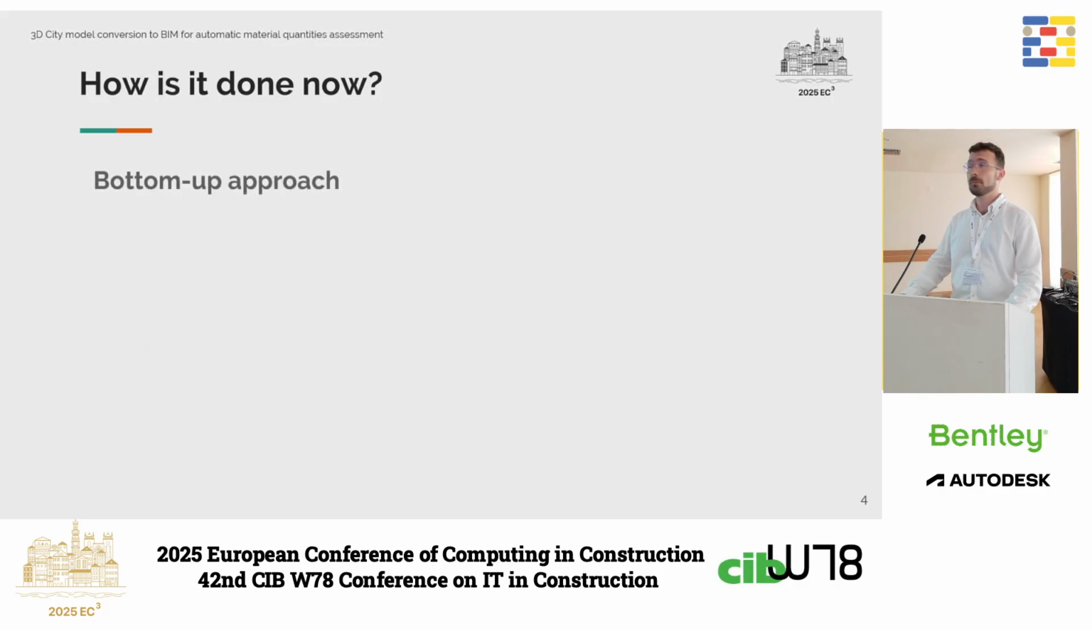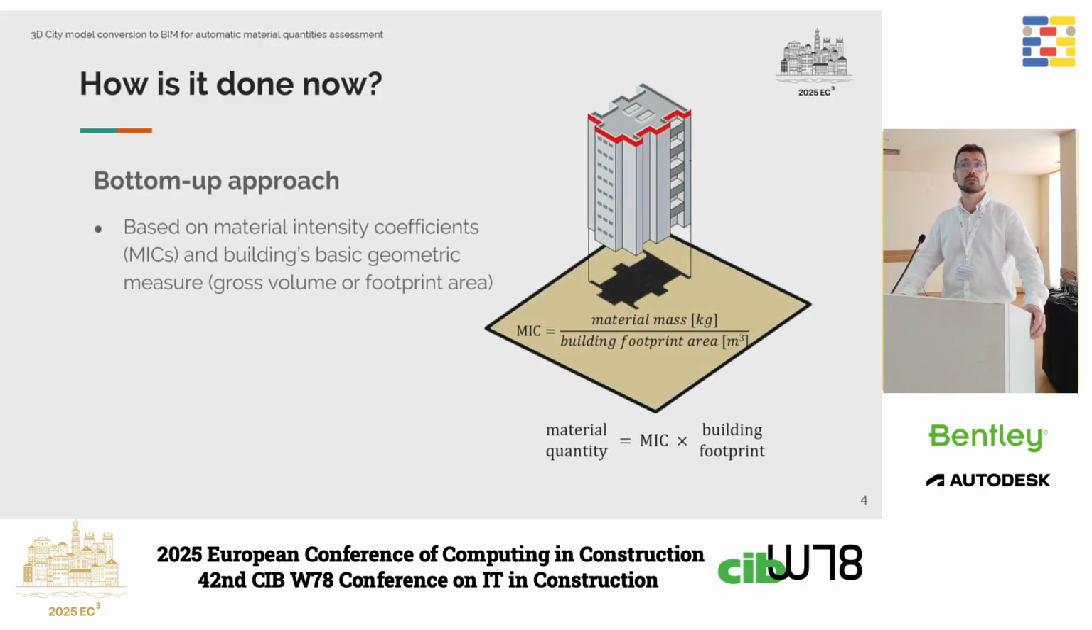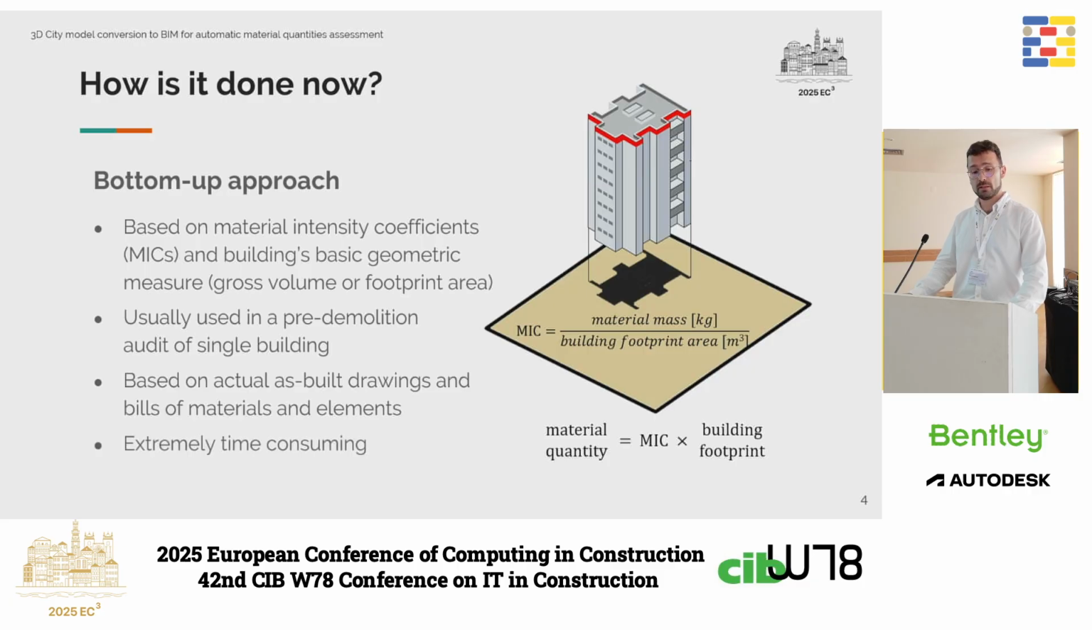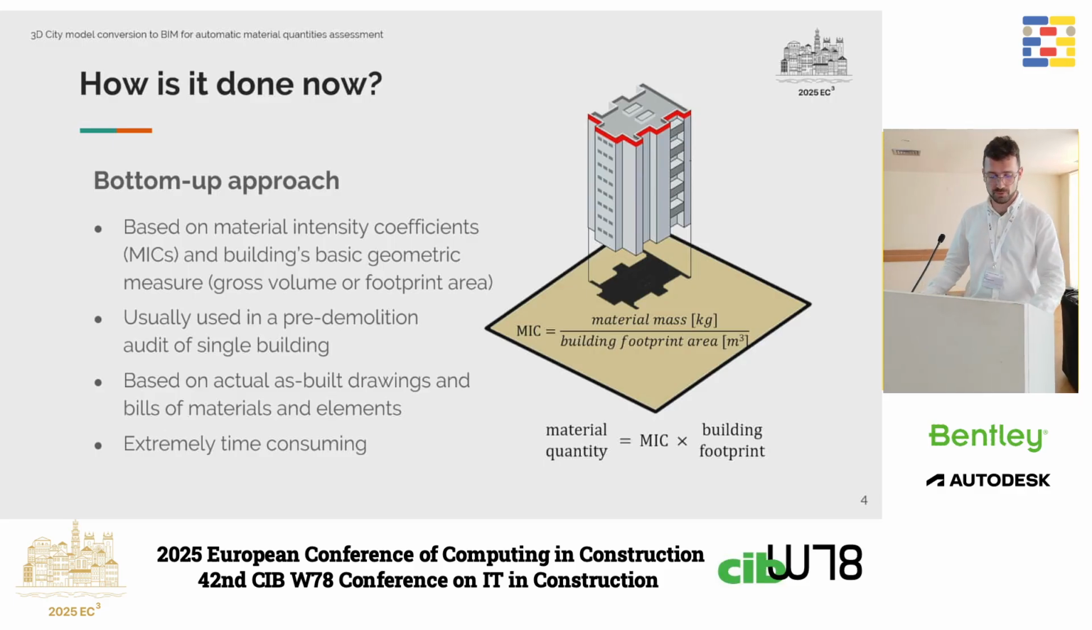There is also a bottom-up approach, which is based on material intensity coefficients, or mix, which are basically material quantity in mass or volume, derived by some general building geometry, which is also volume or building footprint area or something similar. It is way more accurate, but it is extremely time-consuming to calculate each one of the material intensity coefficients for each material.